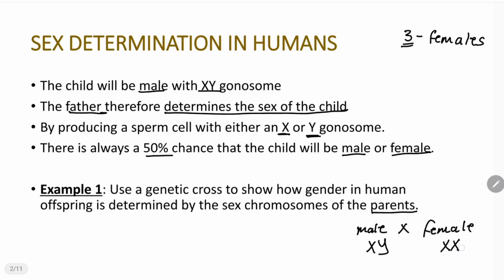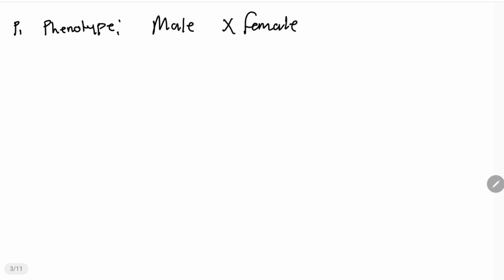Let's show this by means of a genetic cross. When we do our genetic cross, top left, we simply write P1, and those are parents of the first generation. In front of P1 now comes phenotype, and the physical appearance here is simply a male that is crossed with a female. This is our phenotype, right? What about the genotype, which is the genetic makeup of an organism? The genetic makeup of a male will be XY, and the genetic makeup of a female will be XX, right?